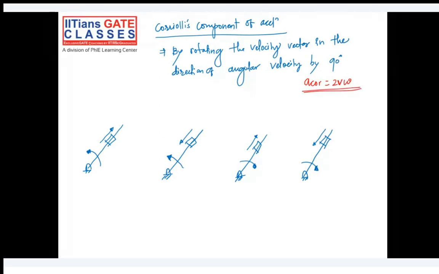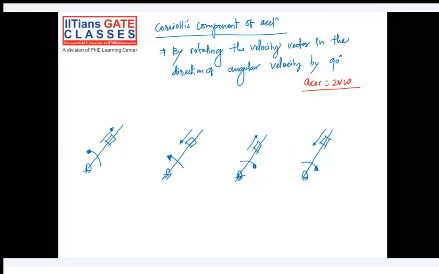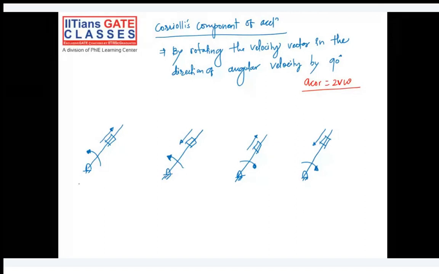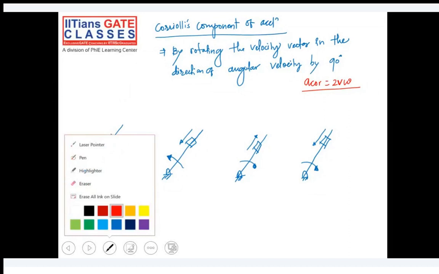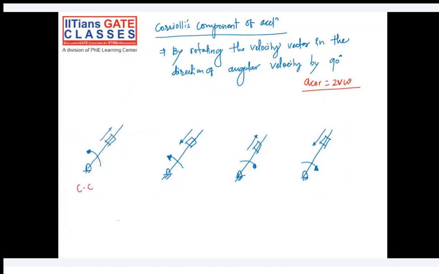In the third case, our velocity vector is going away from the center and our rotation is clockwise. So if you rotate it by 90 degrees clockwise, this will be the direction of the Coriolis component of the acceleration. And in this case, it is clockwise rotation coming down. So if you rotate it clockwise, it will be this direction. Are you following it?